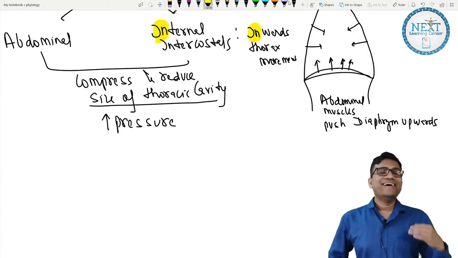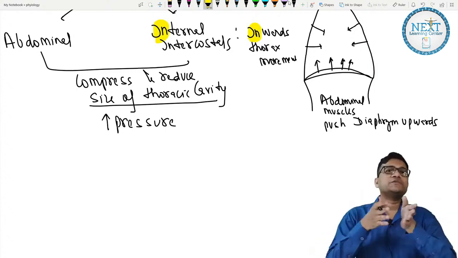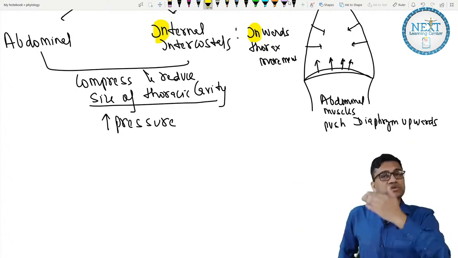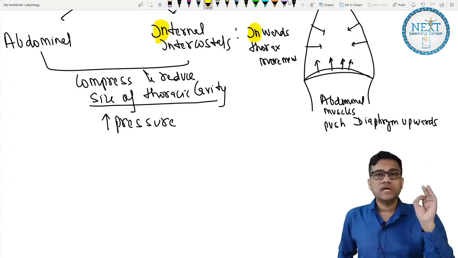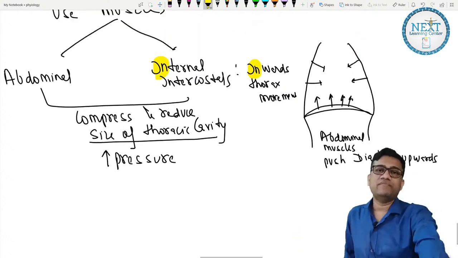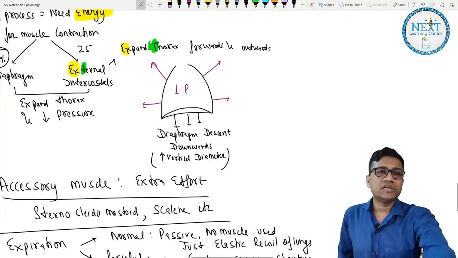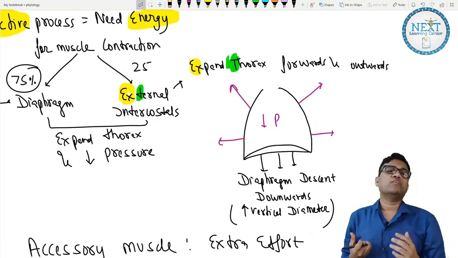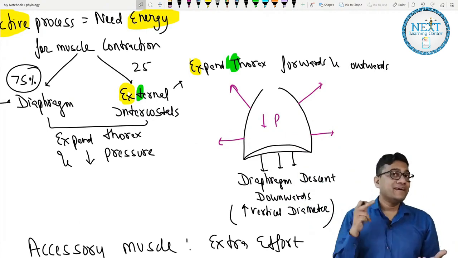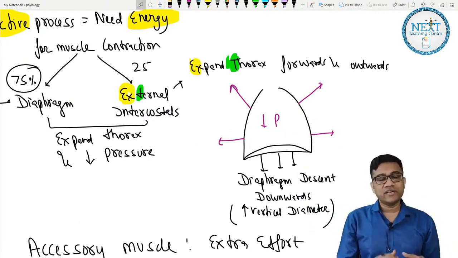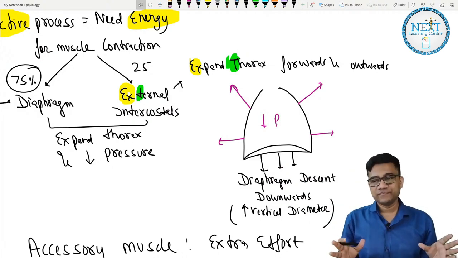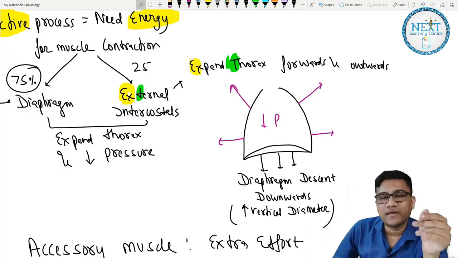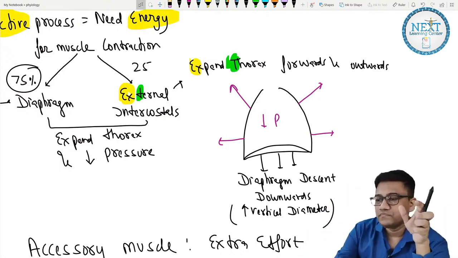You will never forget: external are outside, so they expand. Internal are inner, so they compress. Internal compress, external expand. Very commonly asked question. External expand the thorax. Internal cause inward movement of the thorax. What increases the pressure? Internal. What decreases the pressure? External. Easy, no trouble at all. So that is internal and external doing their actions. Are you clear?